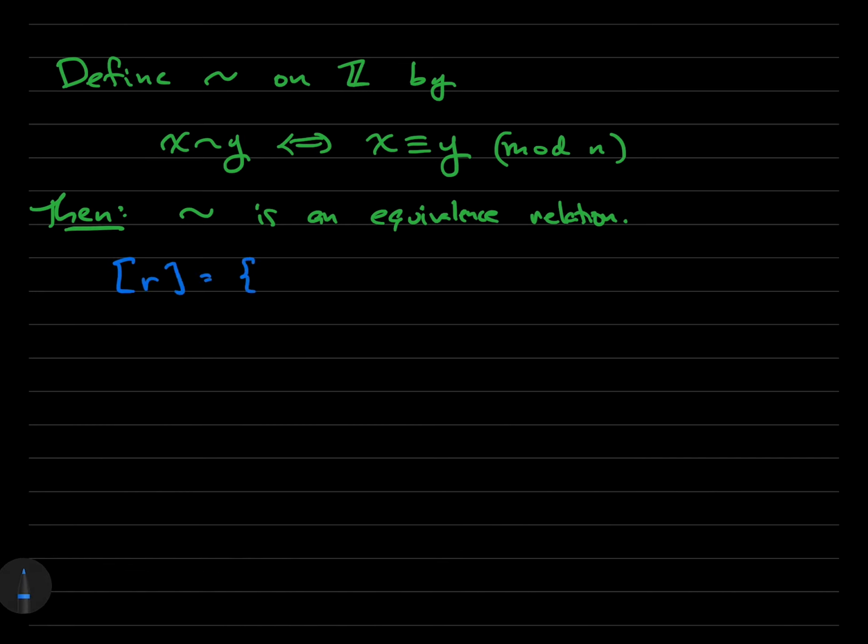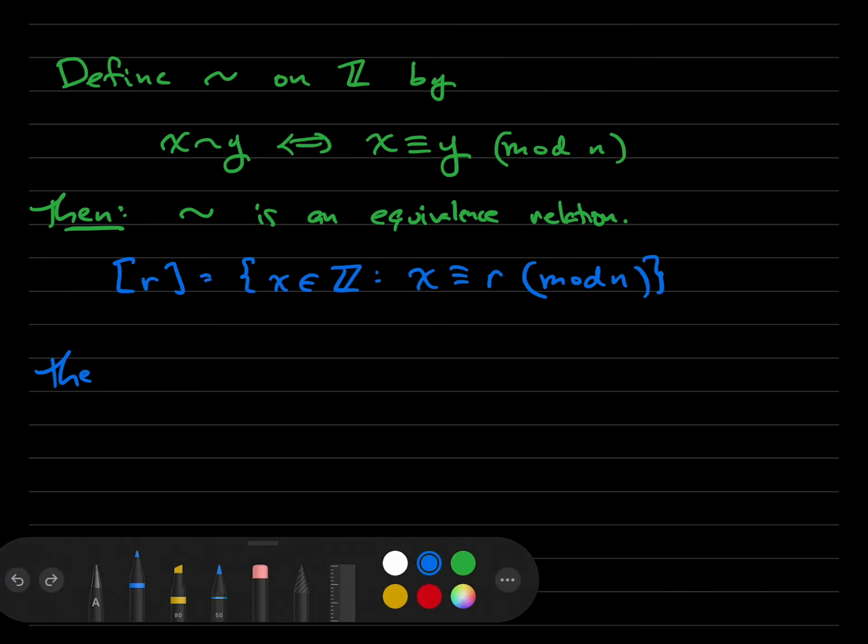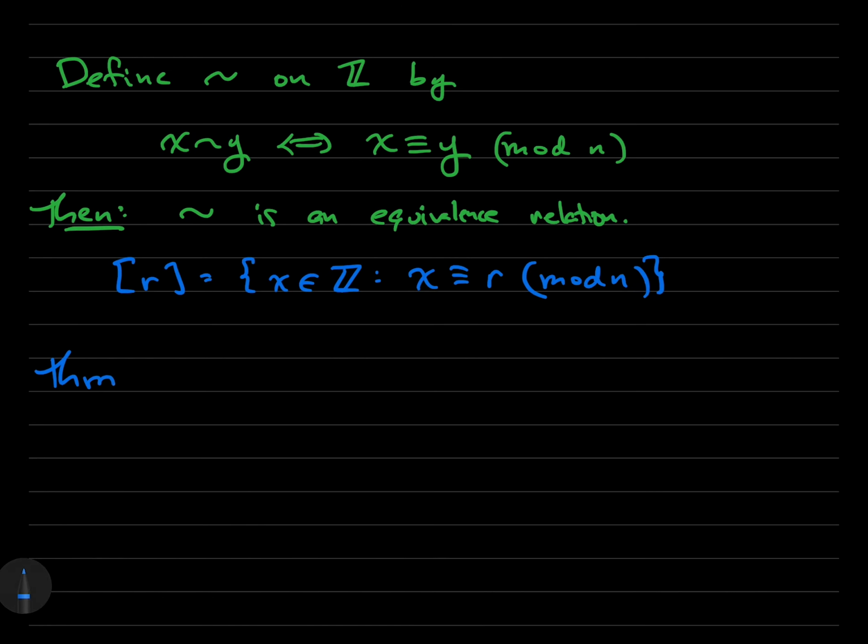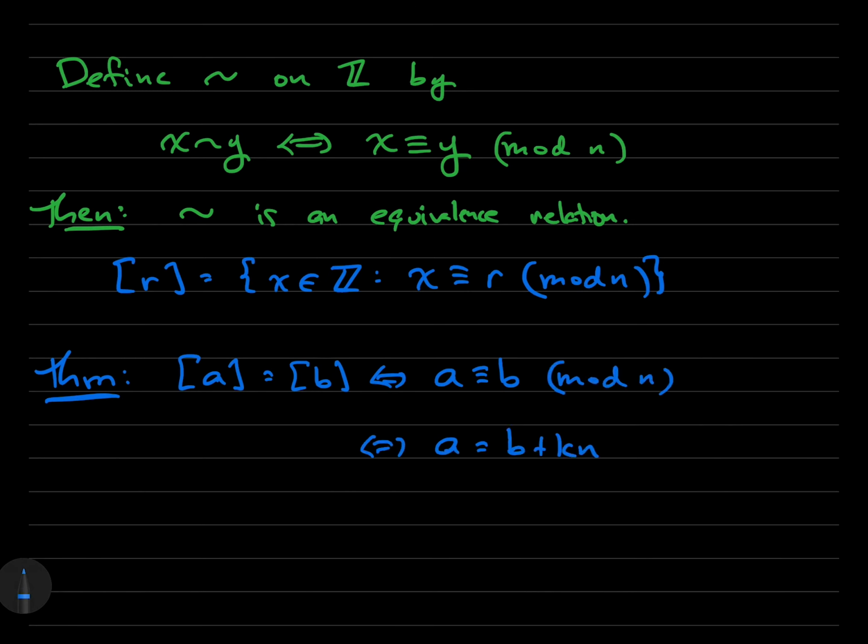As we showed before, if I take any number r, the equivalence class containing r is the set of all integers x such that x is equivalent to r mod n, or, as we've proved in the past, n divides x minus r. One can show pretty easily that the equivalence class corresponding to A equals the equivalence class corresponding to B if and only if A is equivalent to B modulo n, which is true if and only if A equals B plus kn for some integer k.